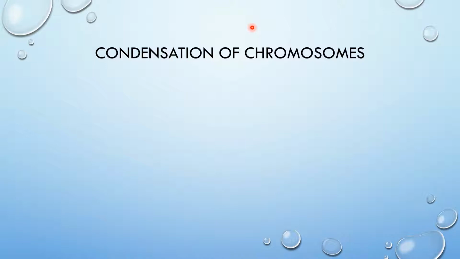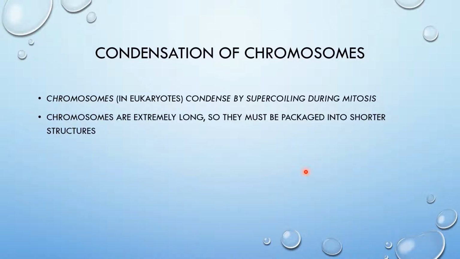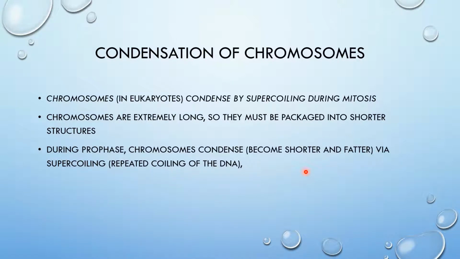All right, now we're going to learn about the condensation of chromosomes. Chromosomes, which are only in eukaryotes, condense by supercoiling during mitosis. For mitosis to occur, chromosomes must supercoil. Alright, so chromosomes are extremely long. I don't remember how long they were, but they were really long, like 2 meters, I think, but I'm not sure. So they must be packaged into shorter structures. During prophase, chromosomes condense, which means that they become shorter and fatter through supercoiling, which means the repeated coiling of the DNA.